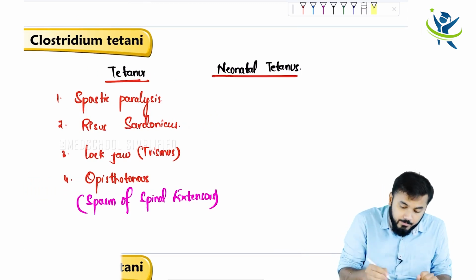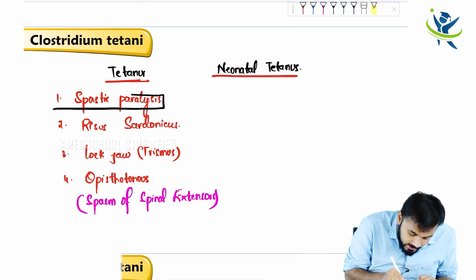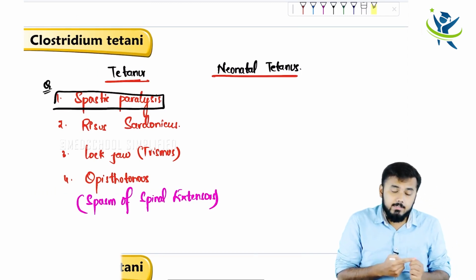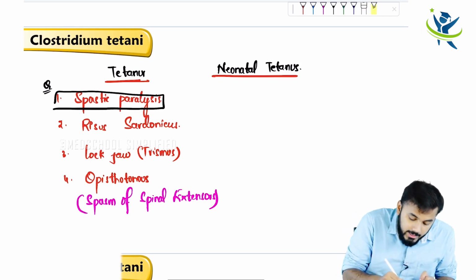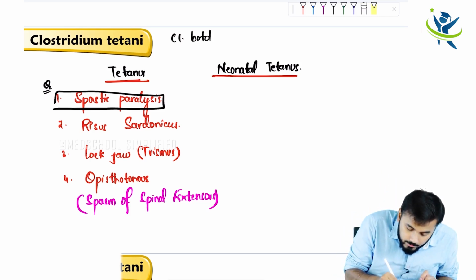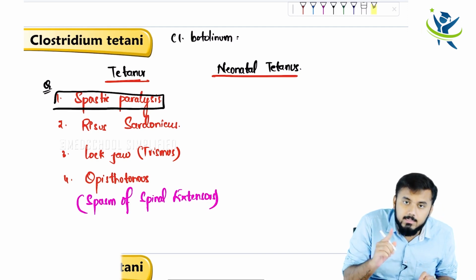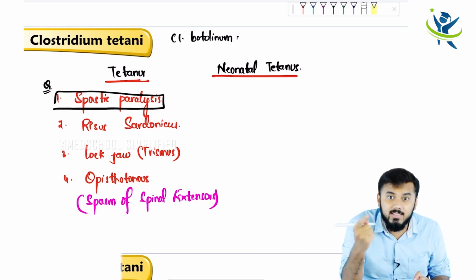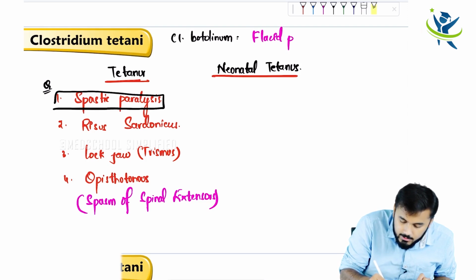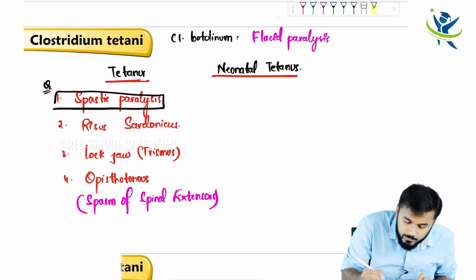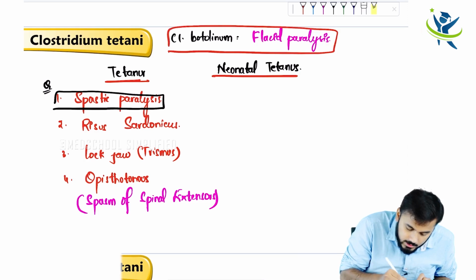Another important thing is that I have discussed spastic paralysis, right? Where do you see spastic paralysis? In tetanus, right? And tetanus is caused by Clostridium tetani. Keep in mind one thing: in case of Clostridium botulinum, you also see paralysis, but that paralysis is not spastic, it is flaccid paralysis. This will be an important question, guys, keep it in mind.